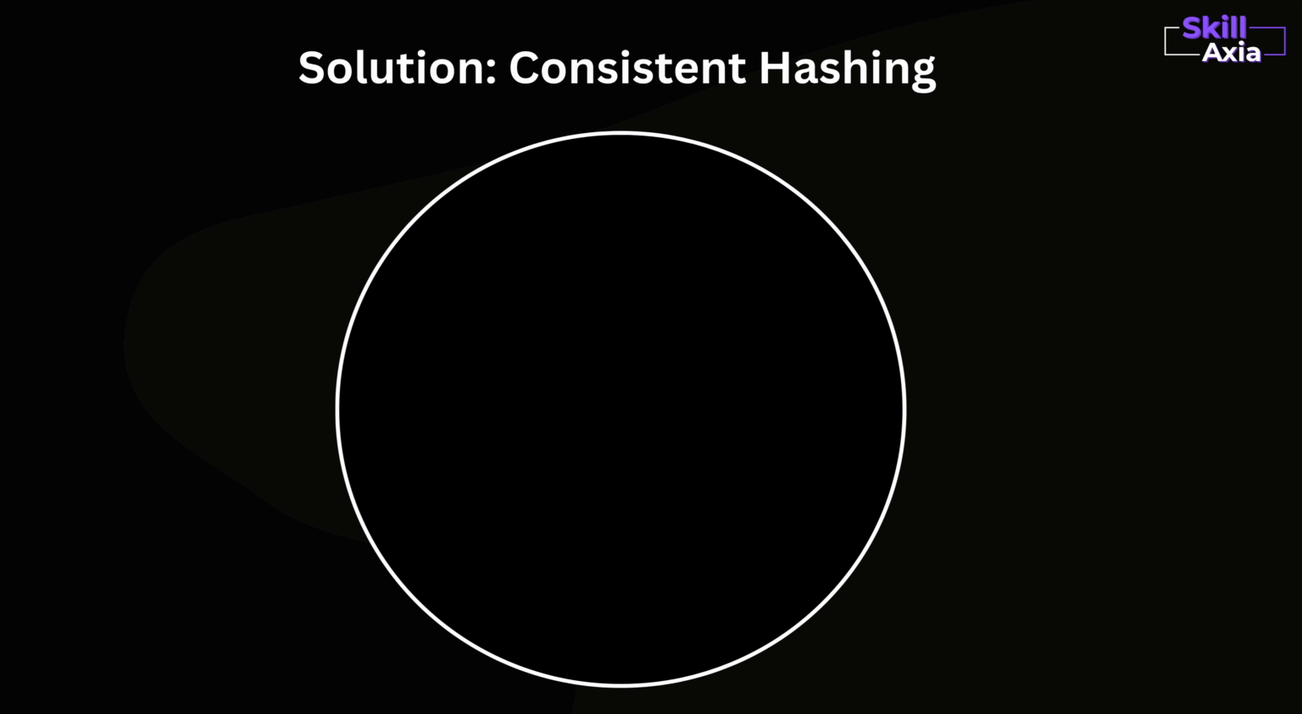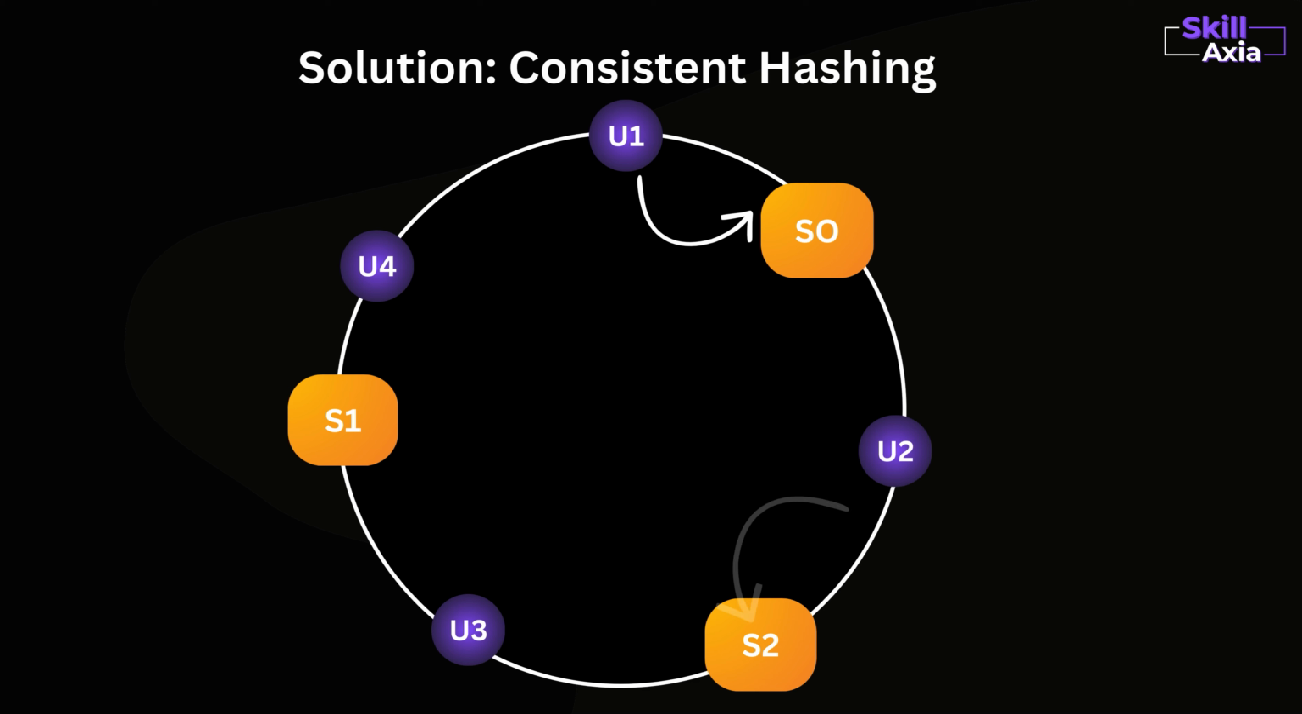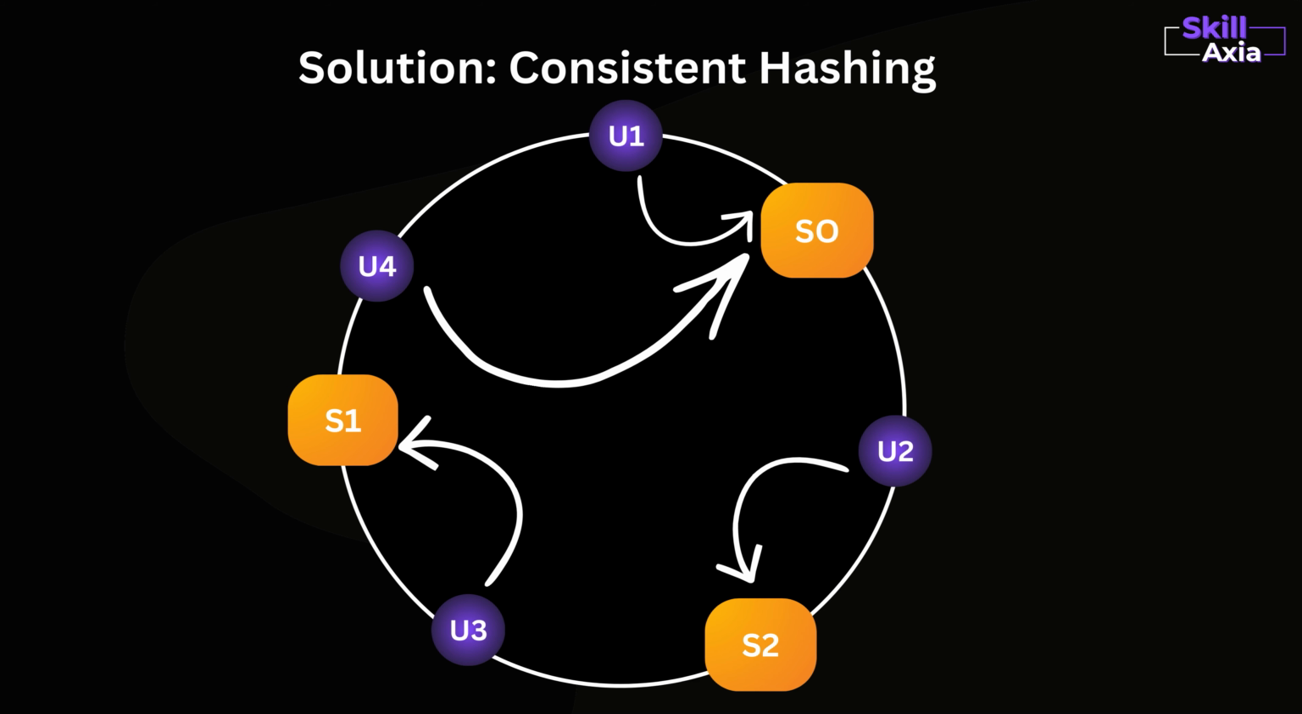Here we have a circular hash space. Each server is assigned a position on the hash ring by calculating the hash of the server ID. A request is assigned a position on the ring based on the hash of the client IP address. The request is routed to the first server found clockwise from that point. That server handles the request.